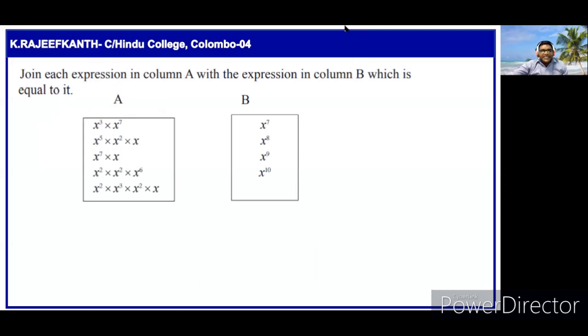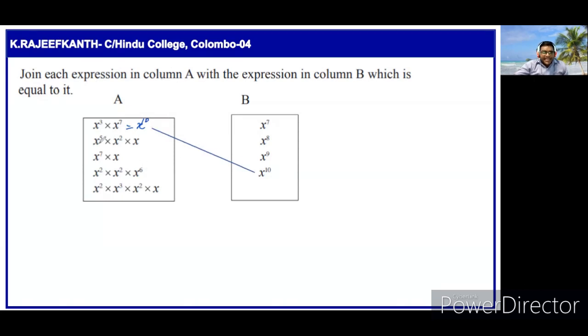Here, join each expression in column A with the expression in column B, which is equal to it. So first we have to multiply all these powers, then we can match them with these answers. Here, x to the power of 3 times x to the power of 7. Here the bases are the same, so we can add the indices: x to the power of 3 plus 7, 10. So then we can join these two.